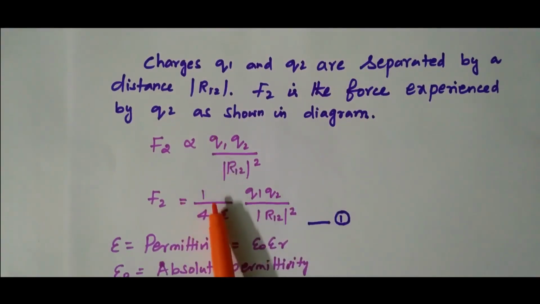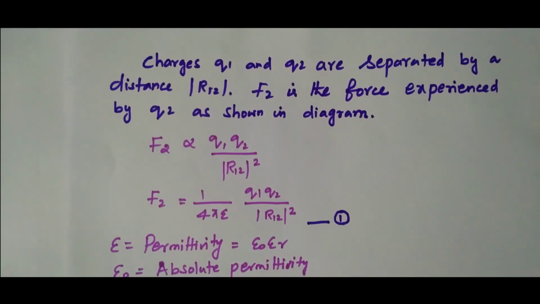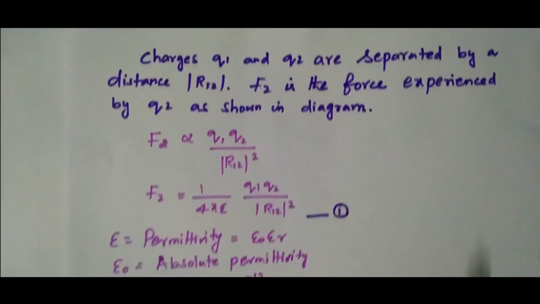While equating, we need to introduce one constant, 1 divided by 4 pi epsilon, times Q1 Q2 divided by R12 square. What is this epsilon? Epsilon is the permittivity. What is permittivity? The electrical energy storage is given by the permittivity. The factor given by permittivity is nothing but the electrical storage of any medium. That is epsilon naught and epsilon r. What is epsilon naught? Absolute permittivity. That is a constant, 8.854 into 10 to the power minus 12.